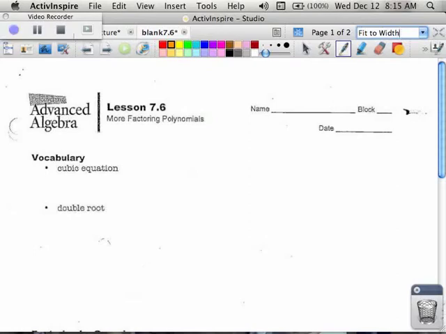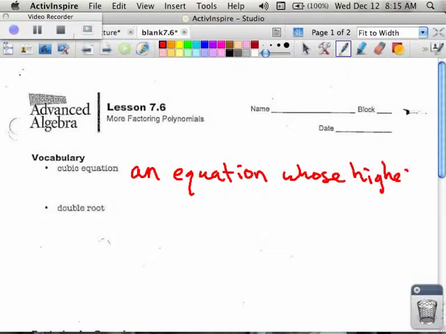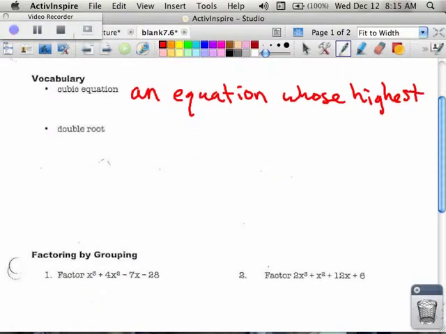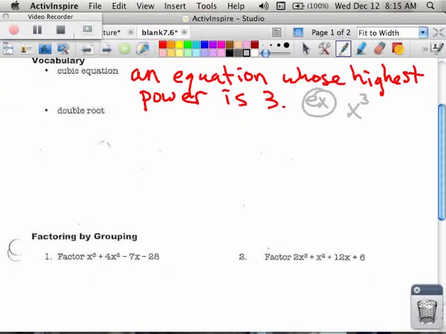So in today's lesson, we're going to do some more stuff with factoring. Some vocabulary to start out with. A cubic equation is an equation whose highest power is 3. Or in other words, you have, for example, x cubed. That's a cubic.